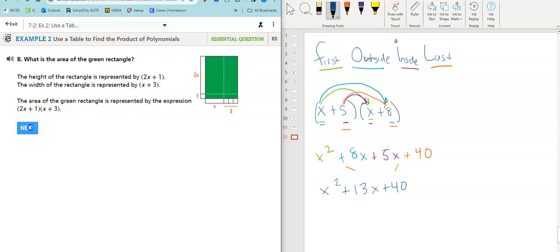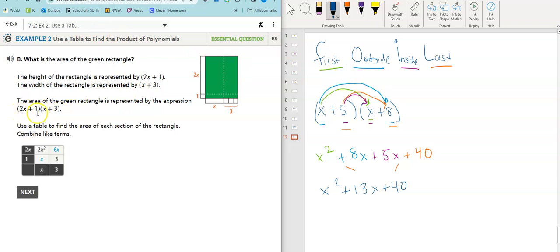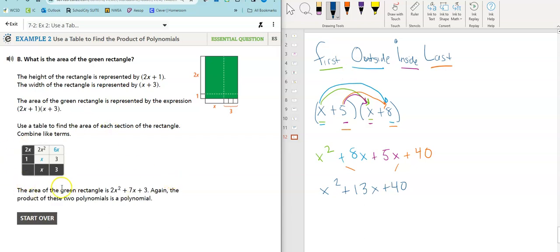So here they're going to show you a table version. They have 2x plus 1 times x plus 3. So they set up, they break apart their expressions, 2x and 1, just like it was in the area, and x and 3, just like the rectangle, and they're going to multiply. 2x times x is 2x squared, 2x times 3 is 6x, 1 times x is 1x, and 1 times 3 is 3. This is using our table.